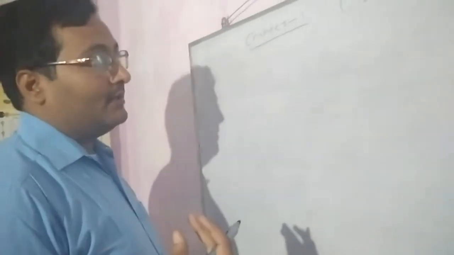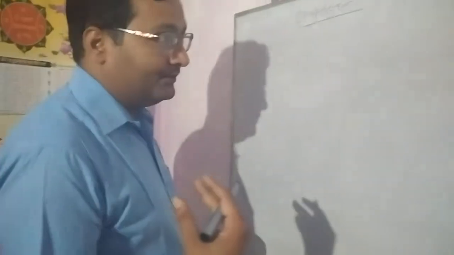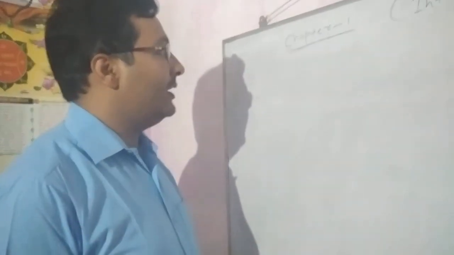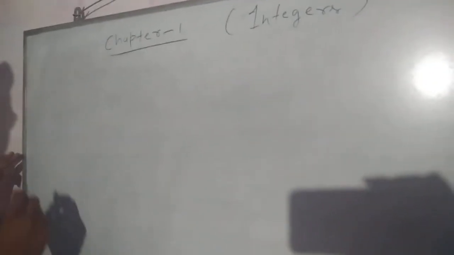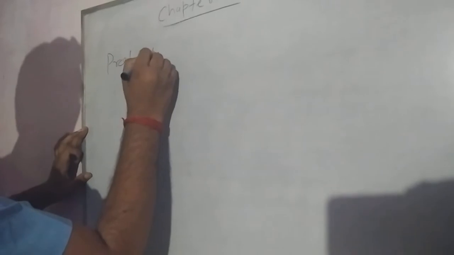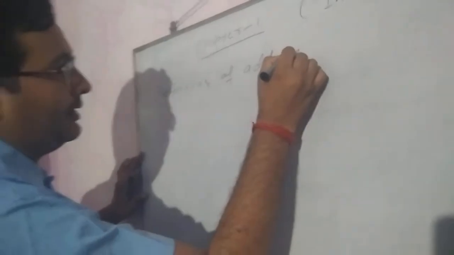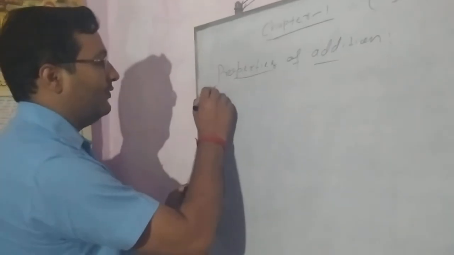Then we will discuss the multiplication of integers and then the properties of the multiplication, and then division of the integers, and then we have to discuss the properties of the division of the integers. Okay. So now, properties of addition. Okay. So the first property is the closure property.